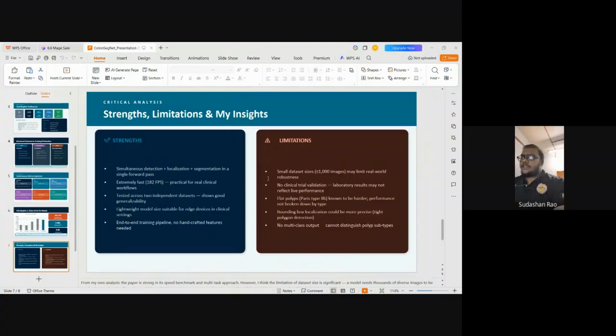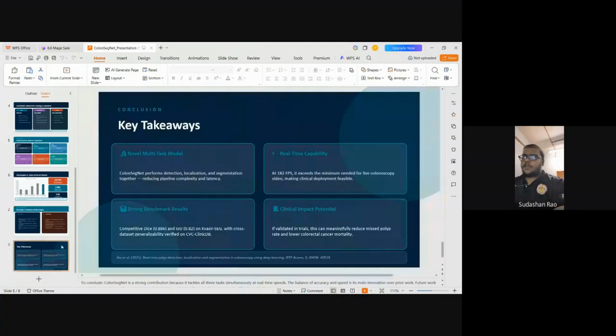So the conclusion of my research is that ColonSegNet is a meaningful contribution. It achieves real-time performance at 182 frames per second while maintaining strong segmentation accuracy. If validated through clinical trials with larger datasets, this kind of AI system could meaningfully reduce missed polyp rates and help lower colorectal cancer mortality.